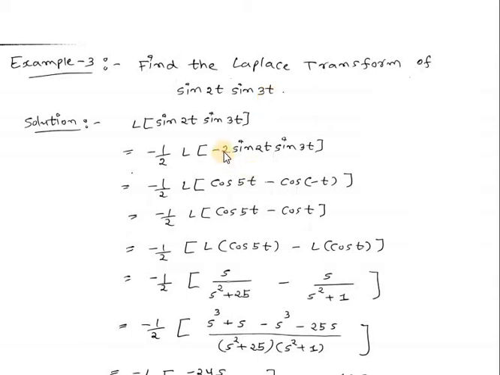So here, multiplying by minus 2 and dividing by minus 2, it will be Laplace of minus 2 sin 2t sin 3t. Now here using the formula minus 2 sin A sin B, it will be cos(A+B) minus cos(A-B). So by that formula it will be Laplace of cos 5t minus cos minus t, because here addition of angles, 2t plus 3t is 5t, and subtraction of angles, 2t minus 3t, is minus t. Now we know that cos minus theta is cos theta, so it will be cos t. So it will be Laplace of cos 5t minus Laplace of cos t.